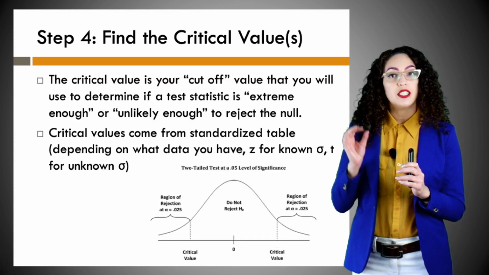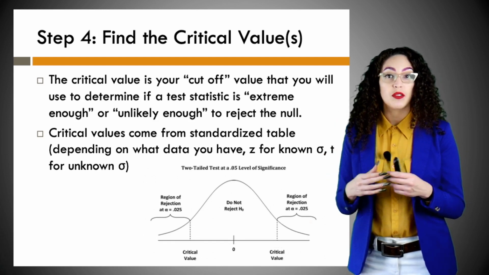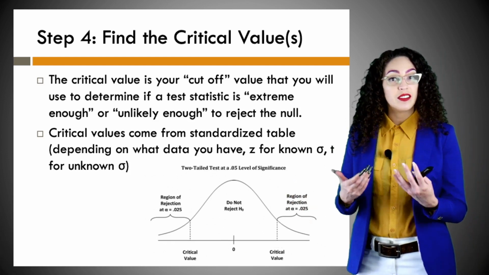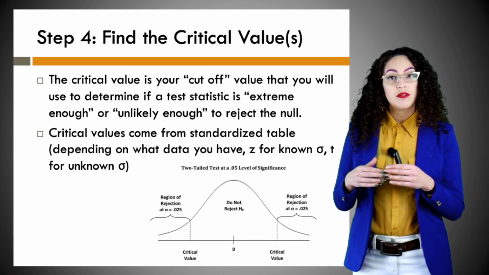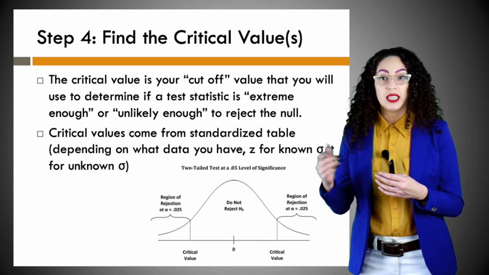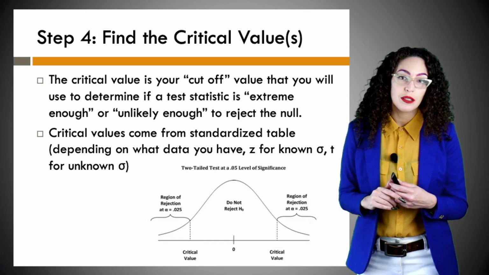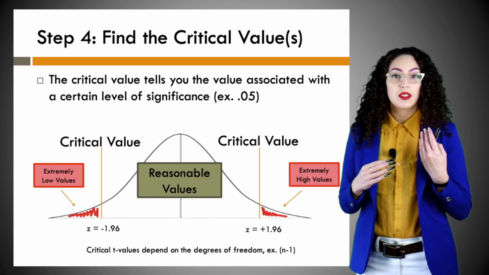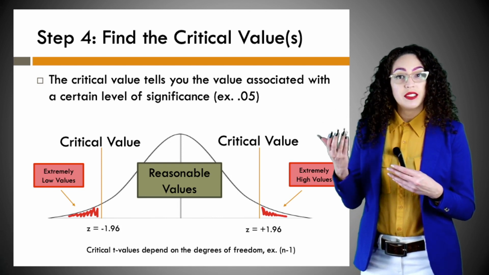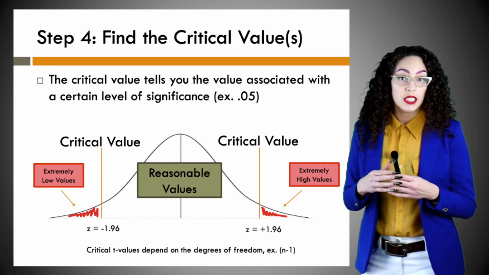The critical value is your cutoff value that you will use to determine if a test statistic is extreme enough or unlikely enough. Is it far enough out here that the chances of seeing it are less than 5%? Now, critical values come from the standardized table, and it depends on if you know your sigma, for example, you'd use z, or t for unknown, and there are other types of critical values for different types of tests, but we'll get to those later. A reminder, you've already looked up some critical values to calculate confidence intervals. So the critical value tells you the value associated with a certain level of significance, and by extension, of confidence.